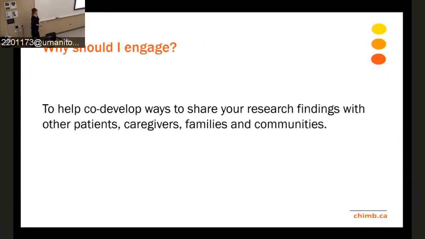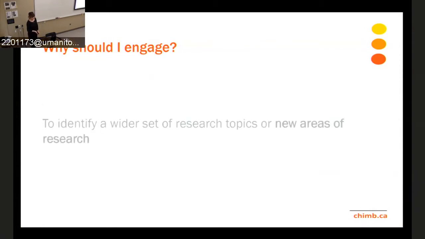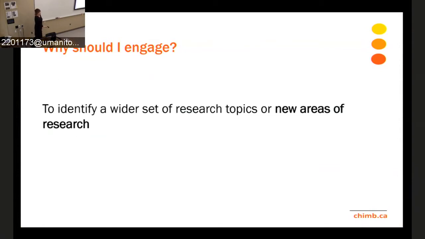Co-developing ways to share the research findings is a great way to engage. Why not talk to people with lived experience and patients about the best way to communicate the research findings? What methods should we use? How should this information be shared? And what typically happens is that as you start engaging people with lived experience communities, you start getting more research questions that you may never have thought about before. And that can build your whole research program around what matters most to the community.